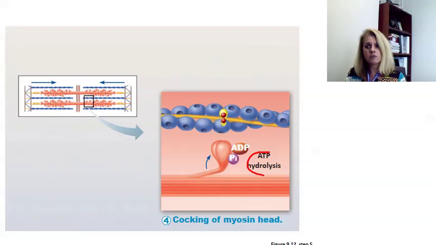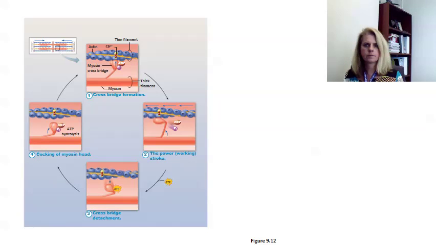You hydrolyze, or break with water, a bond of ATP, turn it into ADP plus Pi, inorganic phosphate. That cocks the head. So you've used the energy to cock the myosin head so that now it's ready to bind actin again and then move forward. So cocking of the myosin head. So the cross-bridge cycle is really a cycle. It's cross-bridge formation, the power stroke, cross-bridge detachment, and cocking of the myosin head.